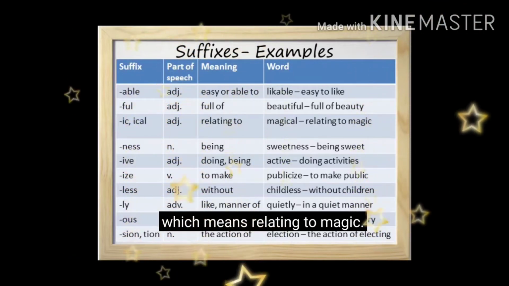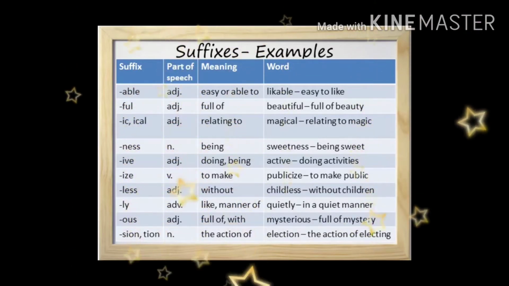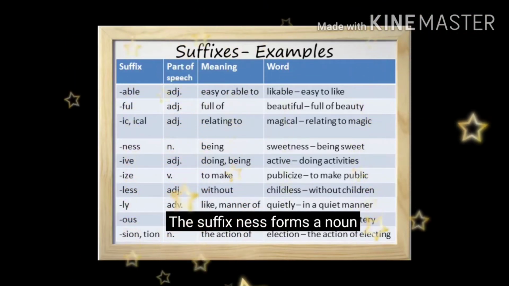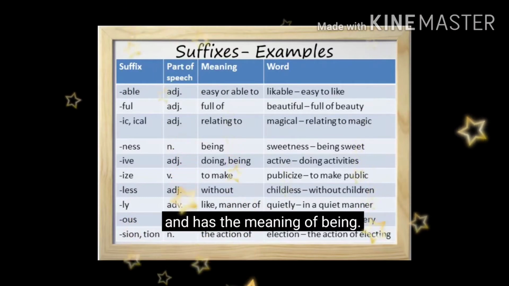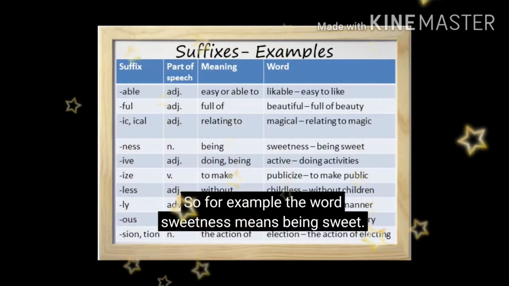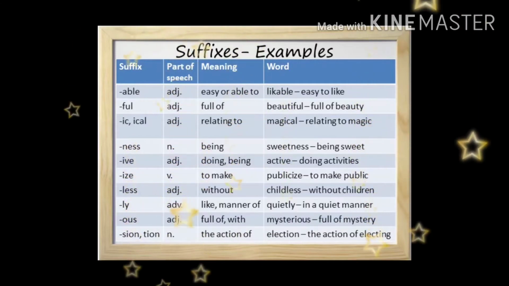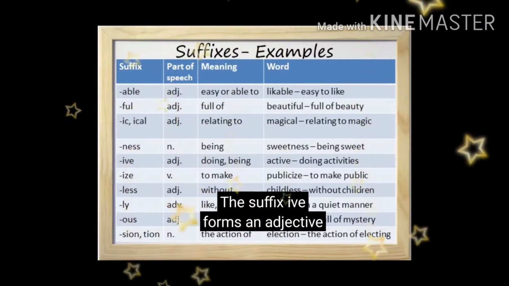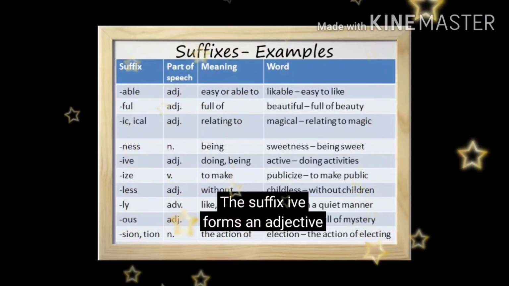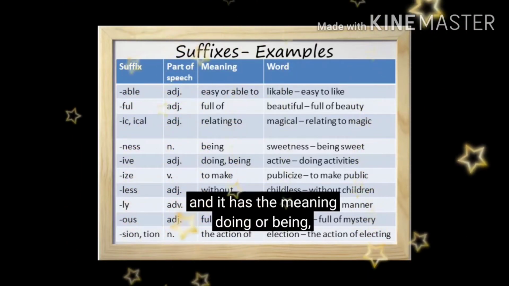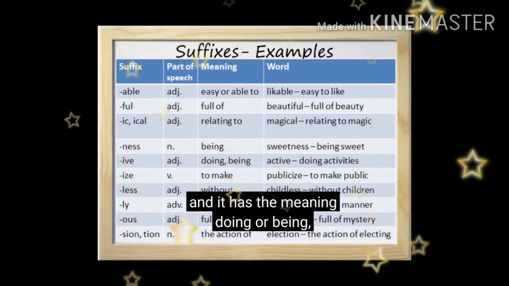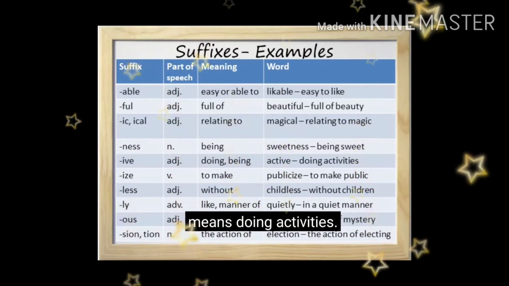means relating to magic. The suffix ness forms a noun and has the meaning of being. So, for example, the word sweetness means being sweet. The suffix ive forms an adjective, and it has the meaning doing or being. So, for example, the word active means doing activities.